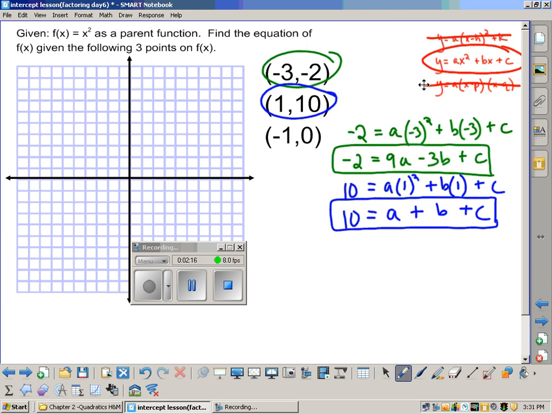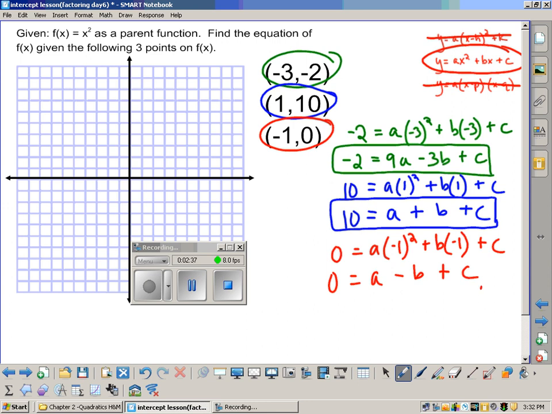Alright, and the third I'll do in red. We're going to use this point here. So I have 0 equals a times -1 squared plus b times -1 plus c. -1 squared is 1, so I have 0 equals a minus b plus c. Alright, so I have my 3 equations. I'm solving for 3 variables. I have to solve for a, b, and c.